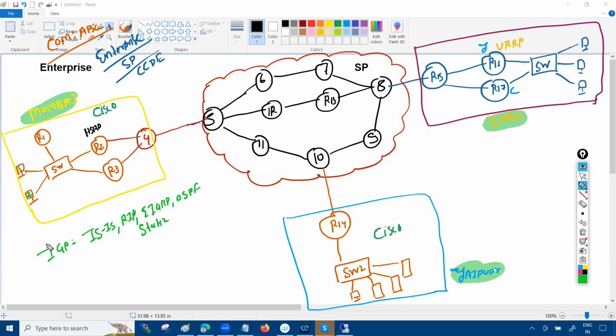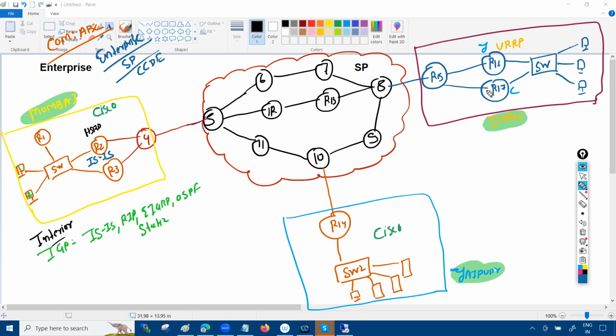So what is the meaning of IGP? It's saying that it's interior. Interior means what? Within your own organization, within your own location. I can run any of these protocols just to provide reachability between router 1, router 2, router 3, and router 4. So I'm assuming I'm running the IS-IS protocol over here. Let me use a different color. I'm running the IS-IS protocol over there just to provide reachability between router 1, router 2, router 3, and router 4.